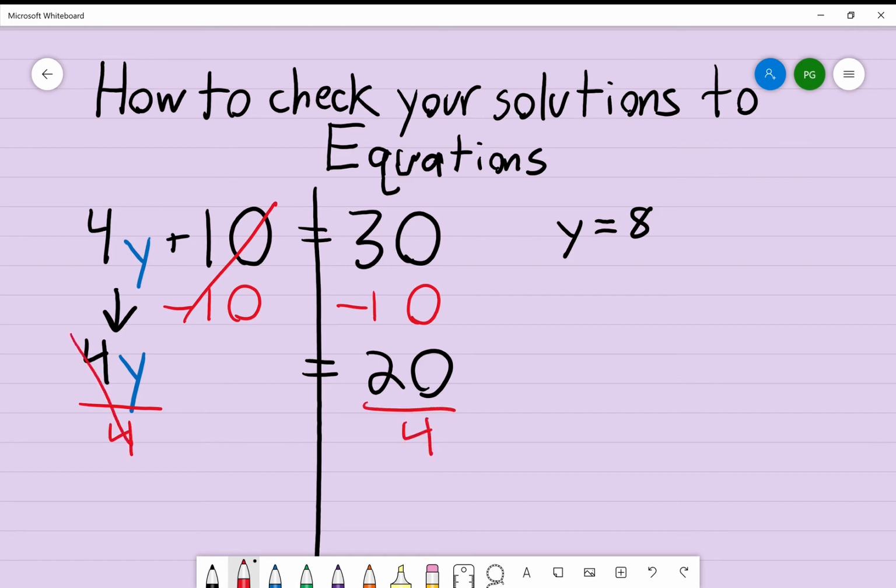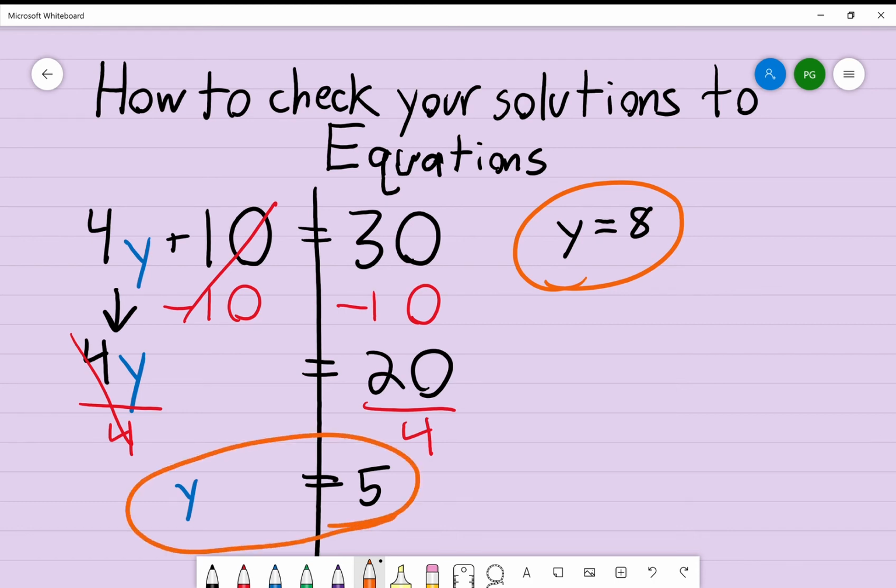4 divided by 4, that cancels out. It gives me 1, the invisible number. I don't need to write that down. Let me bring down the y. Let me bring down the equal sign. And 20 divided by 4 is 5. Wait a minute. I'm supposed to have found out that y equals 8. It didn't equal 8. Y equals 5.